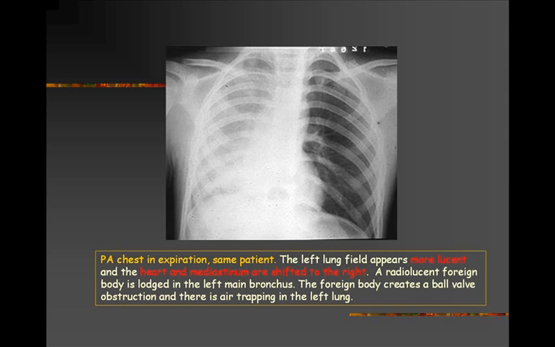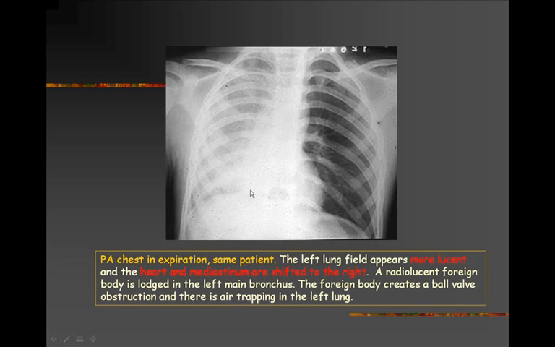The left lung field here appears more lucent than the right side, and the mediastinum and heart shadows have shifted to the right. Usually they are present more on the left side and extend up to the midline. In this instance, they have been shifted to the right.